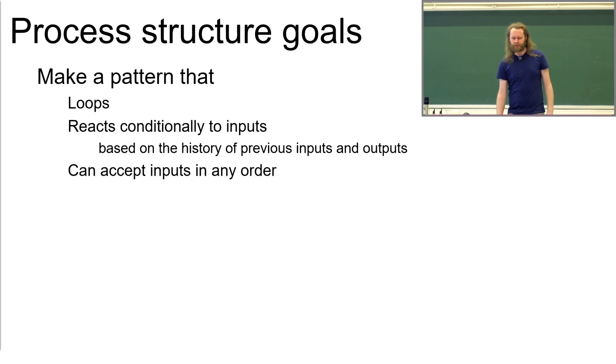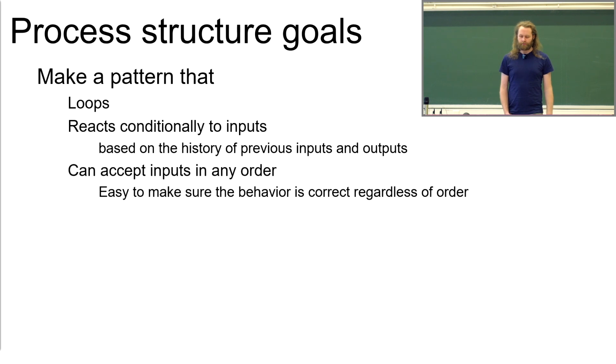It can accept inputs in any order. That's a good thing to have, because if you can't accept inputs in any order, then the behavior of your thing is dependent on the one using your thing, not you. You want your behavior to be dependent on you, not whoever is using you. And we also want to make sure that the behavior is correct regardless of the order. So we want to make this easy to verify.